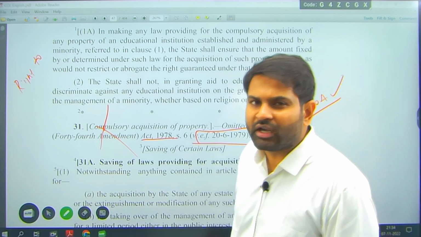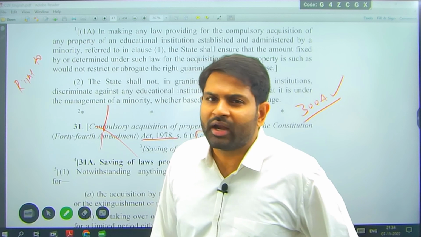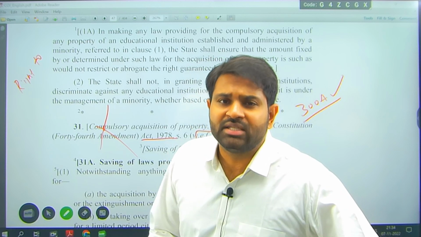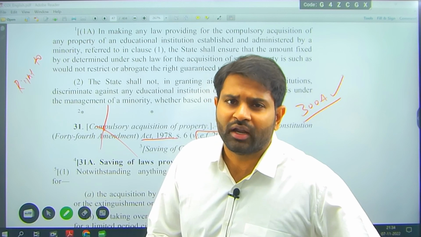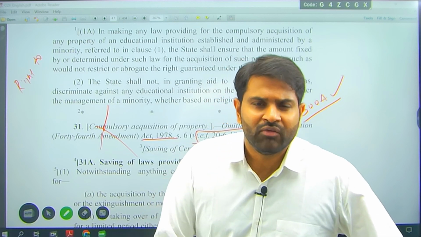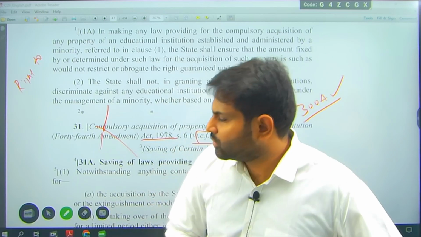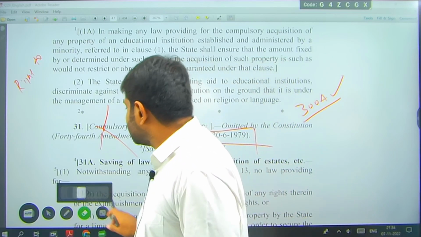This is not a fundamental right now. Right to property is not a fundamental right, but it is still a legal right, it is a constitutional right. It is removed from fundamental rights. When you have a dispute, you cannot directly go to the Supreme Court, but you can go to high courts or local courts obviously. Then we come to 31A.